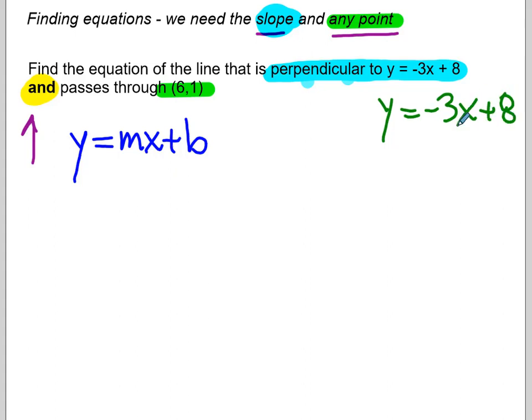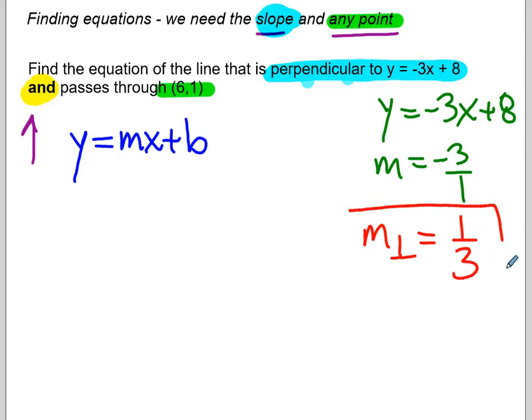Okay, I want to be perpendicular to this. Well, this has a slope of -3/1. Well, what is perpendicular to that? And I would strongly recommend using notation to tell when things change. I'm using color and symbols. So this guy would become my new slope. So this is the slope I want to use on my next line.